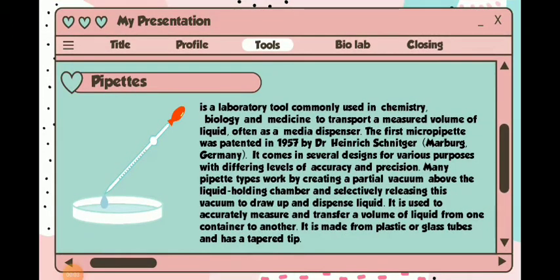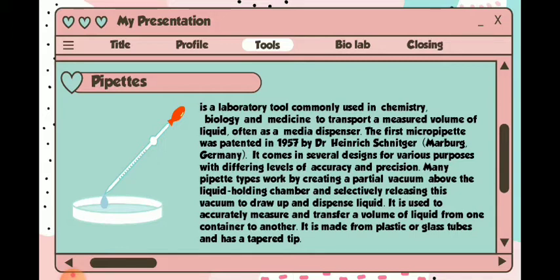The next tool is the pipette. It is a laboratory tool commonly used in chemistry, biology, and medicine to transport a measured volume of liquid, often as a media dispenser. The first micropipette was patented in 1957 by Dr. Heinrich Schnitger in Marburg, Germany. It comes in several designs for various purposes with differing levels of accuracy and precision.